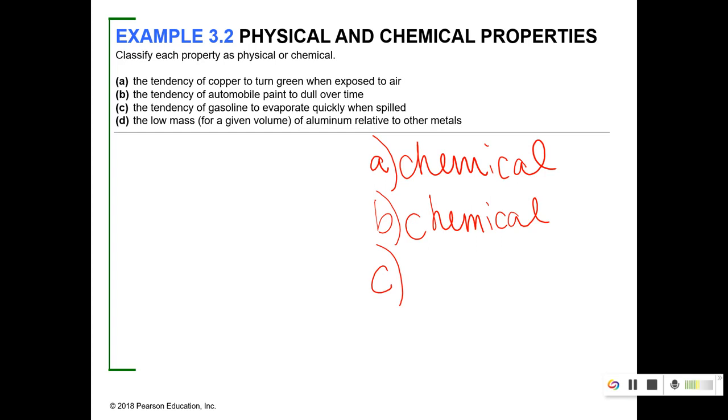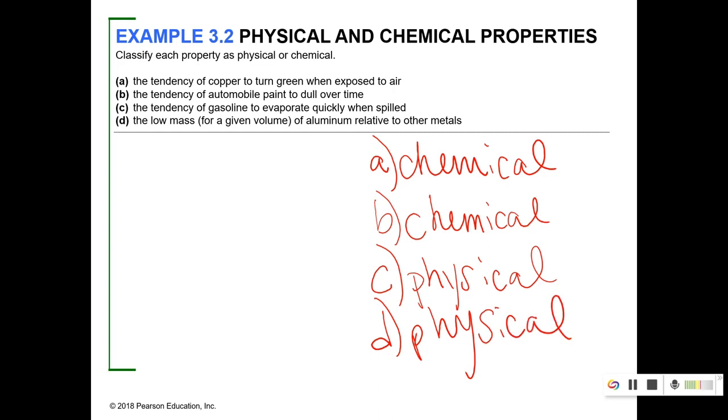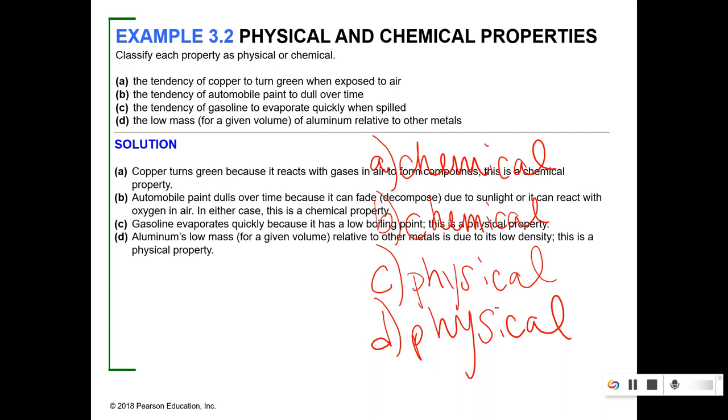C, the tendency of gas to evaporate. Evaporation is physical because all state changes, so going from liquid to gas, those are physical changes and physical properties. And then D, low mass of aluminum relative to other metals. That is also physical because I don't have to do anything to measure something's mass. Like chemically, I don't have to do anything.